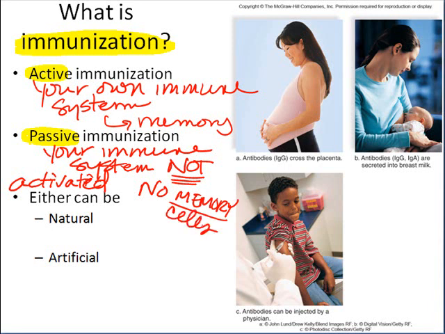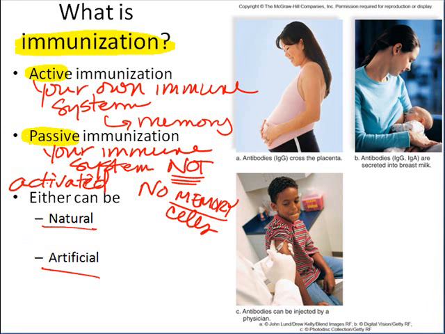respond to it. Now, active and passive immunization can be of two varieties. It can either be natural or artificial. So you could have natural active immunization. You could have natural passive immunization. You can have artificial active immunization. You can have artificial passive immunization. Let me give you the difference here. I'll give you examples of both of these.